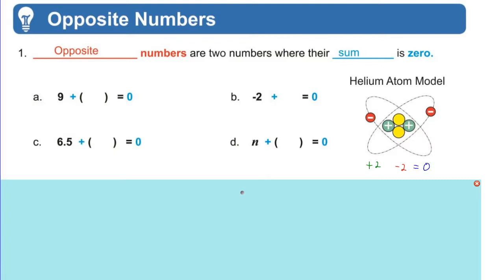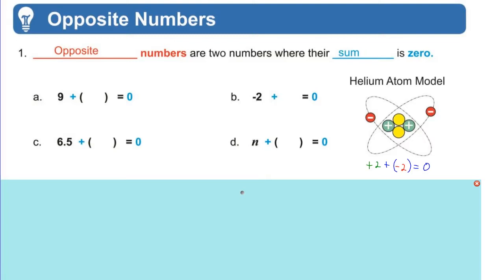And the reason is this. The two protons cancel out the charge of the 2 electrons. And the final result is 0. 2 positives and 2 negatives equals 0. Listen, that's exactly the concept of opposite numbers. Two numbers where the sum is 0.